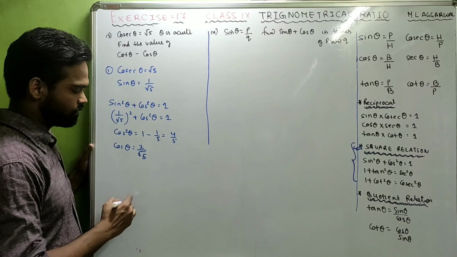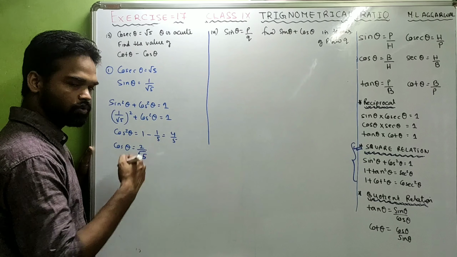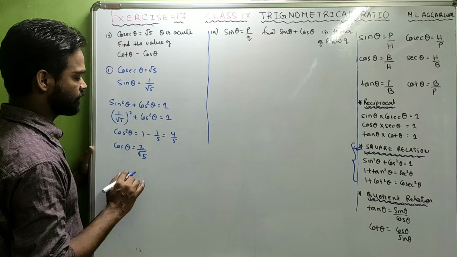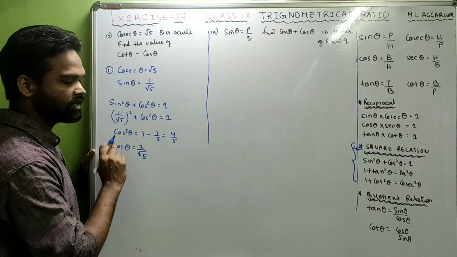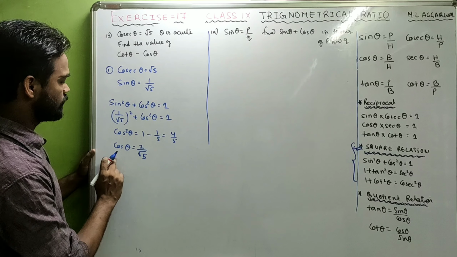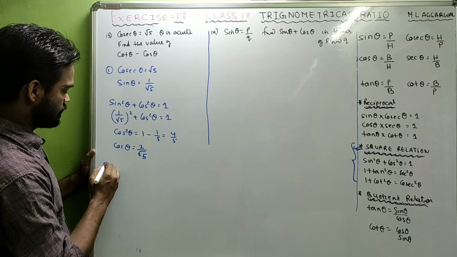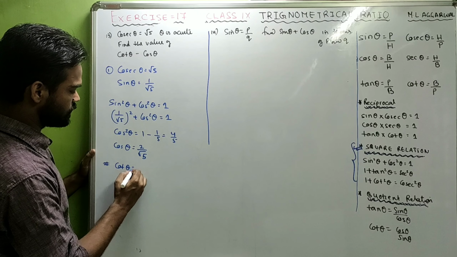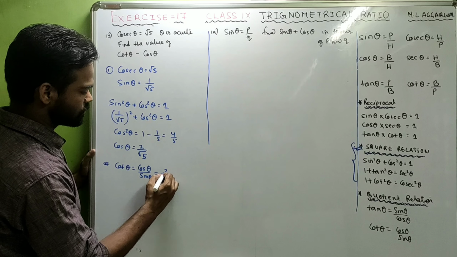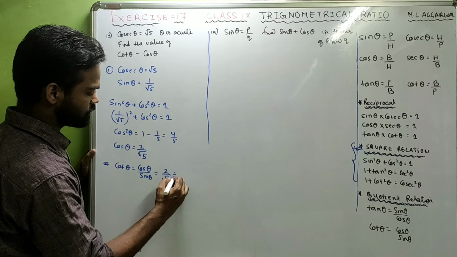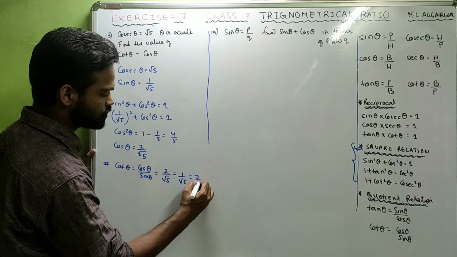Am I clear or not? Because cos theta will be root of 4 by 5. Root of 4 is 2 and root of 5 is root 5 only. Okay. And we take positive because theta is acute. For an acute angle, cosine and sine are all positive. Okay. Now we got cos theta. Now look carefully. We know cot theta is cos theta by sin theta. So cos theta is this divided by sin theta, which is 1 by root 5. So your cot theta is 2.